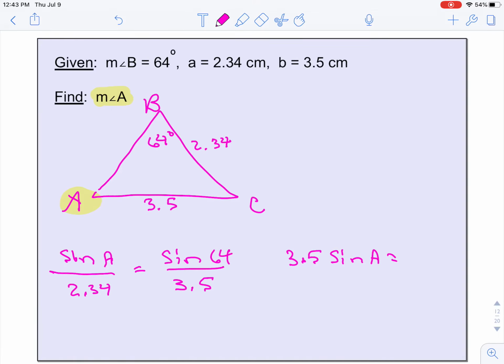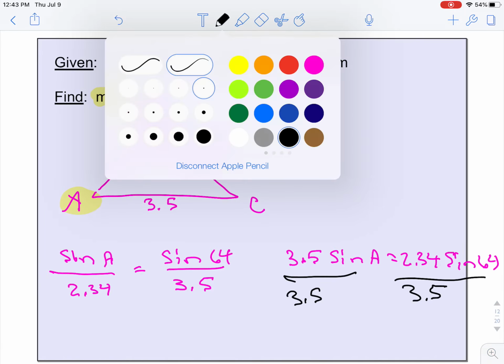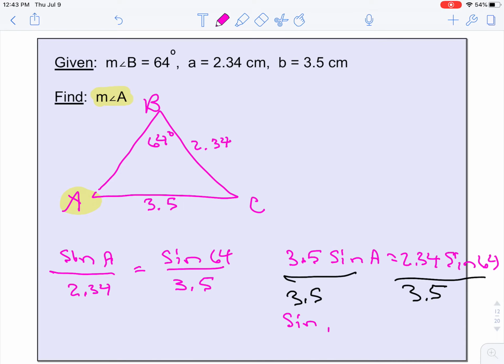where I have too many unknowns, which is what happens and you have to use the law of cosines, but we're not there yet. So then we have it equals 2.34 times the sine of 64. So now we solve by dividing by 3.5, and what we end up with is, again, sine of A is equal to 2.34 sine of 64 over 3.5. But remember, it's an angle we're trying to find, so we have to take the inverse sine of each side.